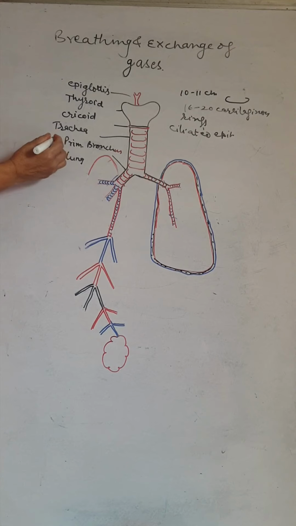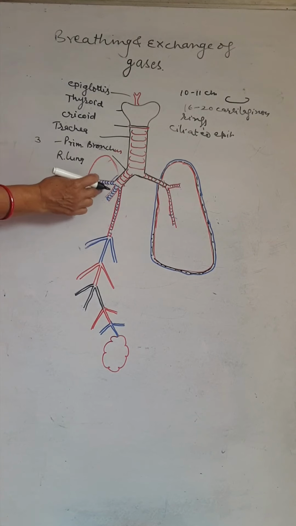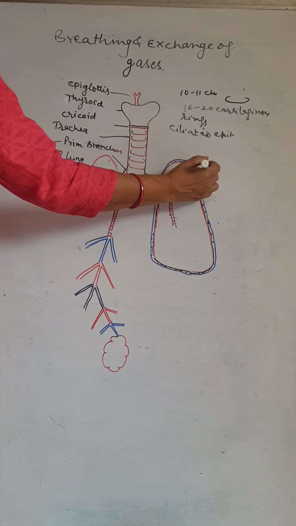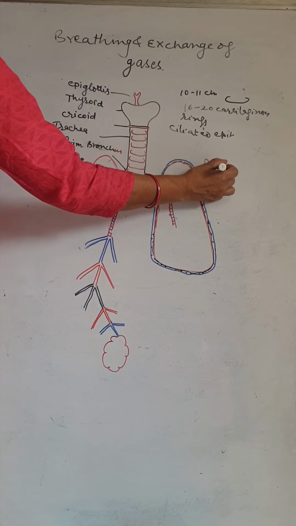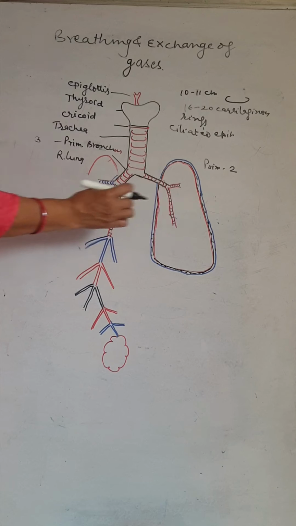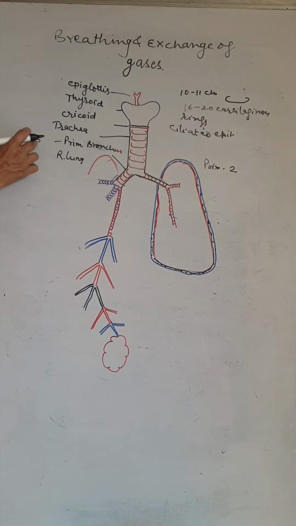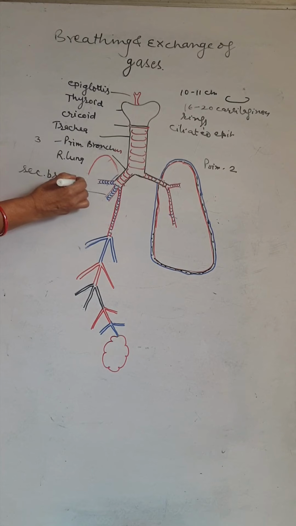The primary bronchus on the right side is divided into three branches. And in the left lung, the primary bronchus is divided into two secondary bronchi. So these are the secondary bronchi.